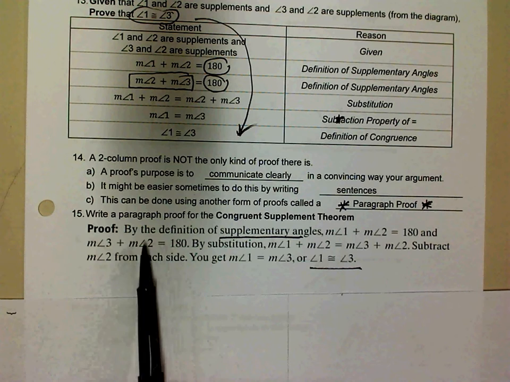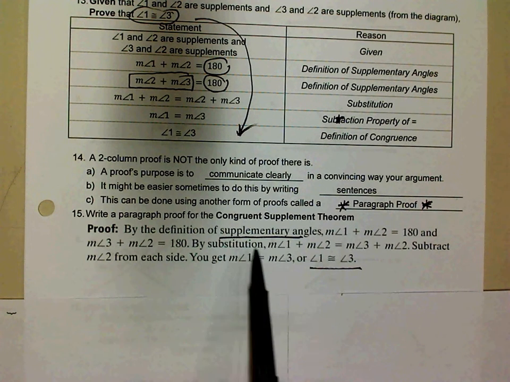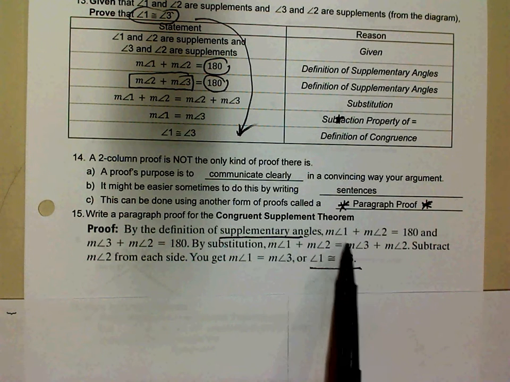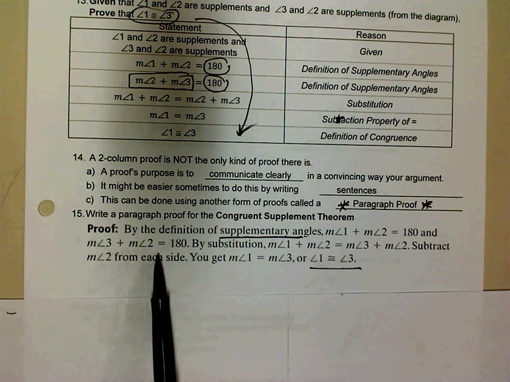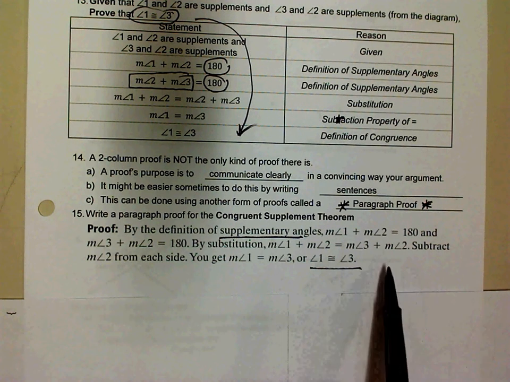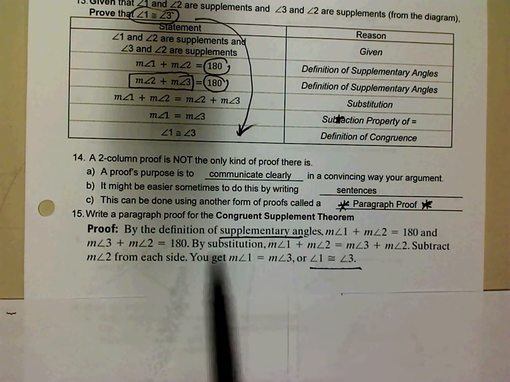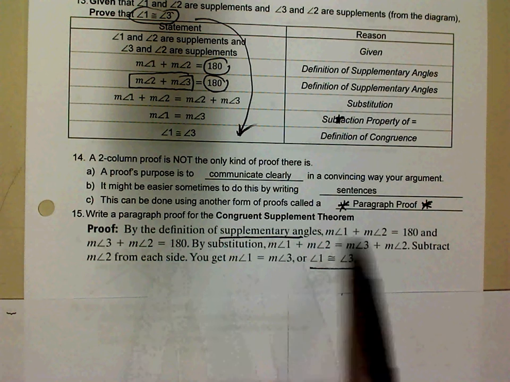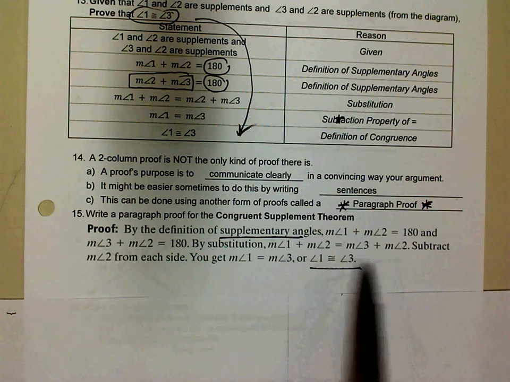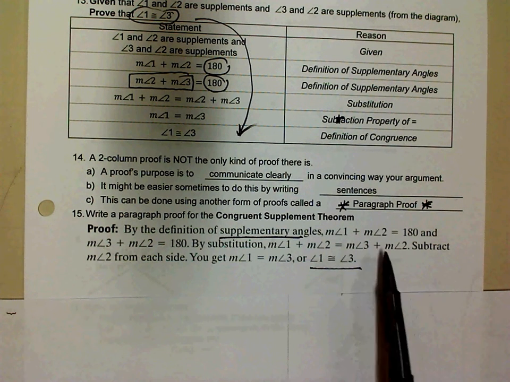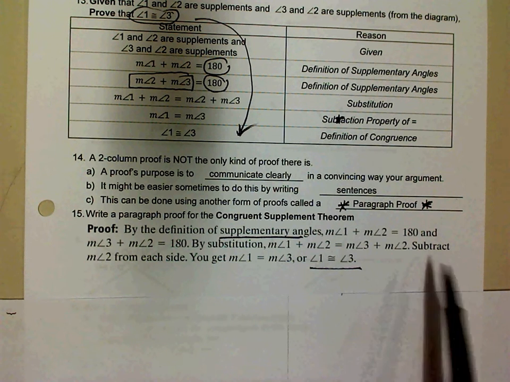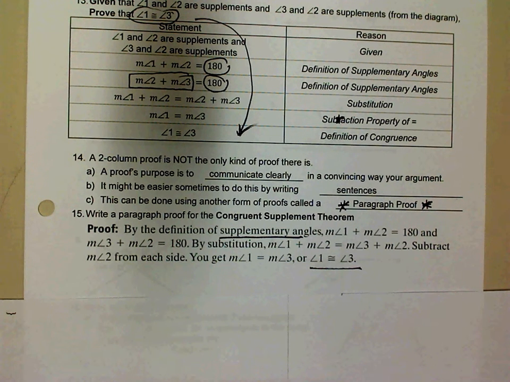By the definition of supplementary angles, measure of angle 1 plus the measure of angle 2 equals 180, and the measure of angle 3 plus the measure of angle 2 equals 180. By substitution, we're setting both of these equal to each other by substituting in what 180 is. We get this equation: measure of angle 1 plus the measure of angle 2 equals measure of angle 3 plus the measure of angle 2. The next thing we would do with this is stated in the next sentence. Subtract the measure of angle 2 from each side. Finally, you get the measure of angle 1 equals the measure of angle 3, which we know is the same thing as saying those two are congruent since they measure the same.